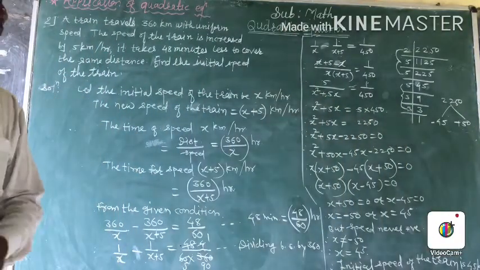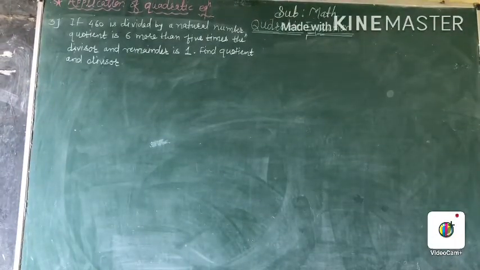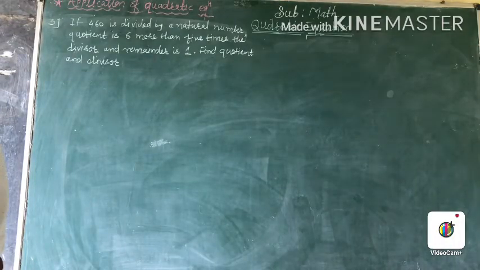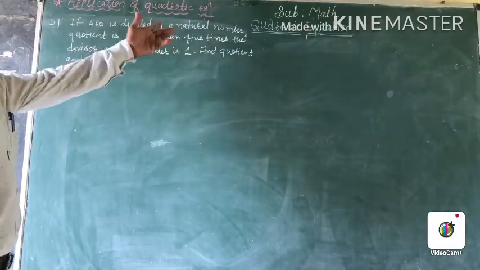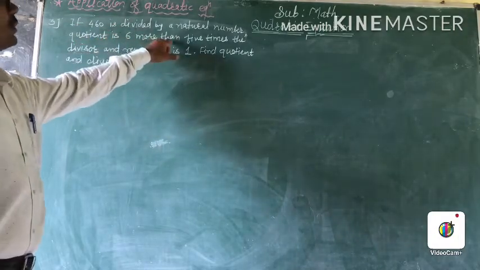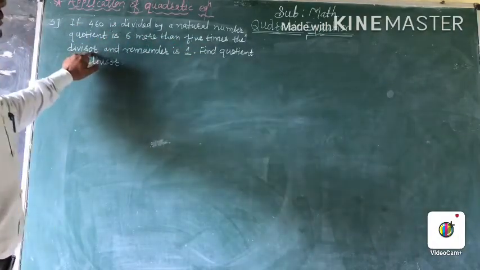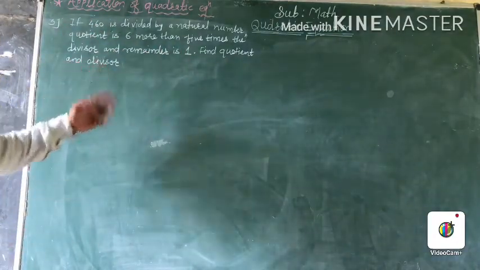In this way, we solve another example. Third example: if 460 is divided by a natural number, the quotient is 6 more than 5 times the divisor, and the remainder is 1. Find the quotient and divisor. This is the condition, and the remainder is 1. Then find the quotient and divisor.